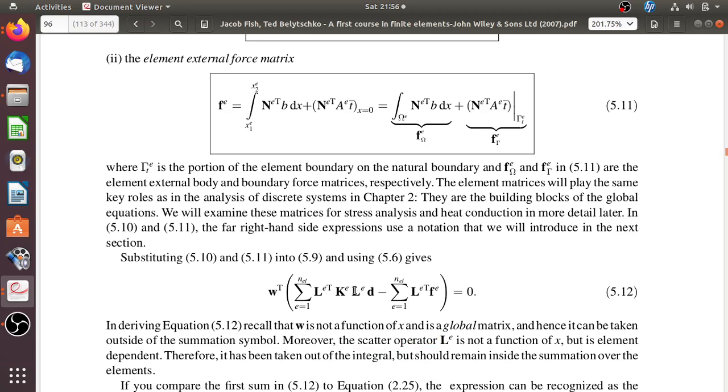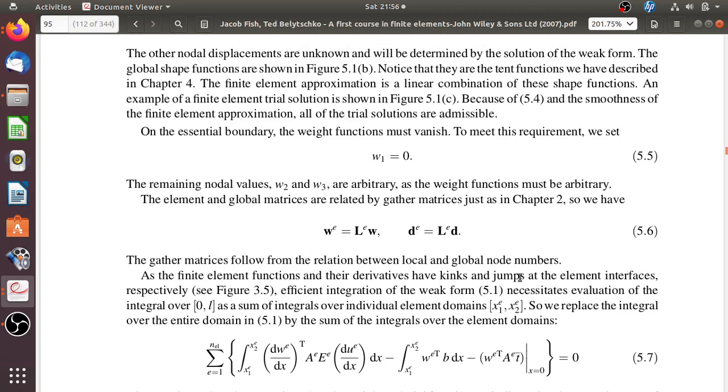So what is this LE? Actually, this LE is defined such that this dE is the degree of freedom of the element, and D is the degree of freedom of the entire domain. This is the degrees of freedom which I have defined locally, in our local coordinate system, which is valid only for the element, and this is for the global.